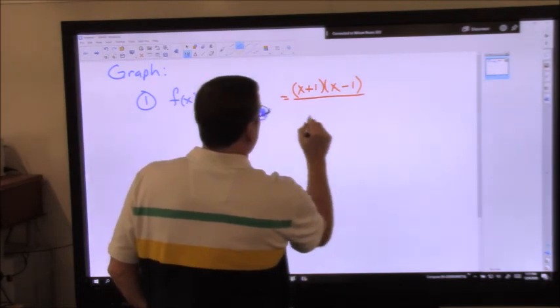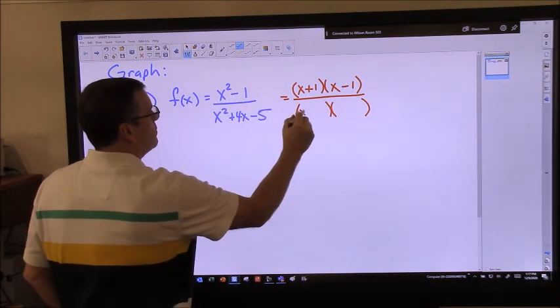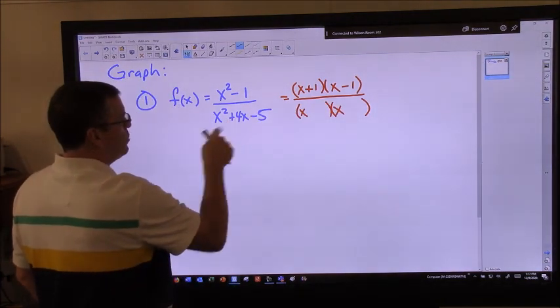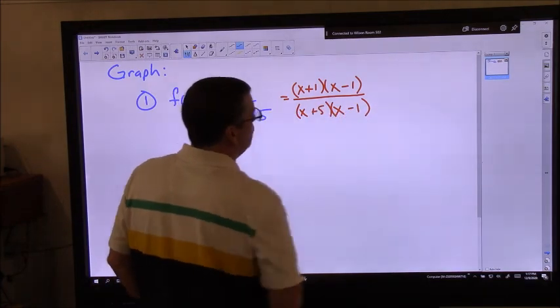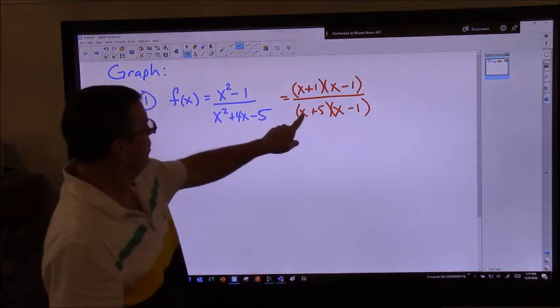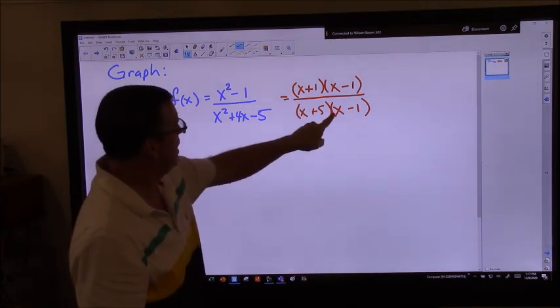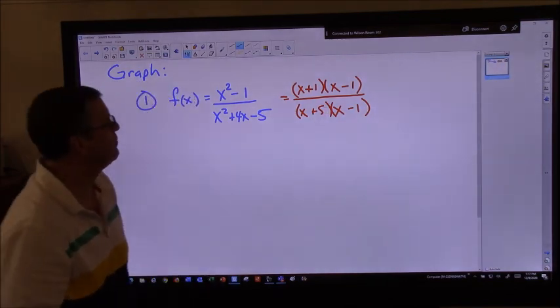For the denominator, I've got x times x. And I got 5 times 1, and I want to make sure I get a positive 4. So that's a positive 5 times a negative 1. If I FOIL this, I get x squared. Then negative x plus 5x, that's 4x. 5 times negative 1, we get a negative 5.